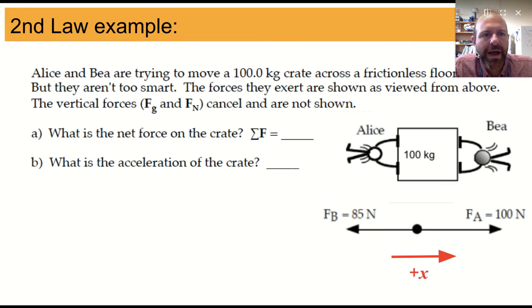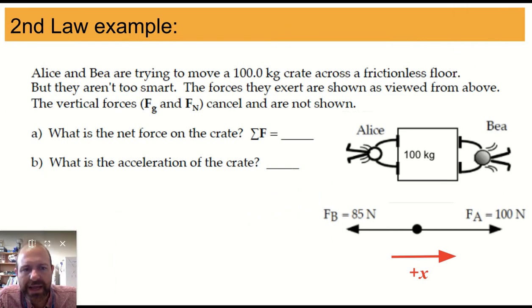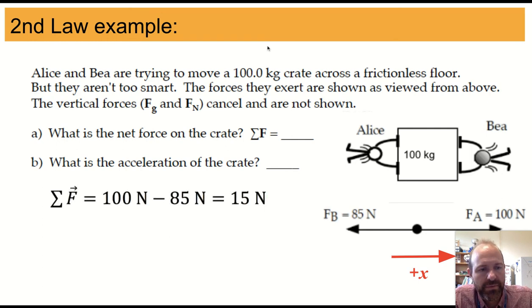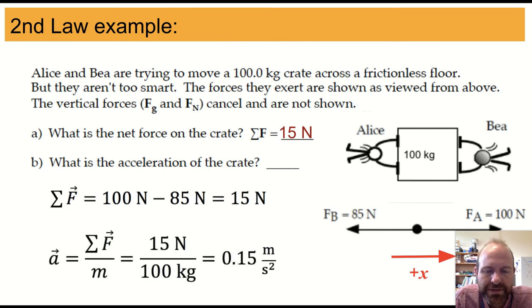We can also talk about Newton's second law. And in Newton's second law, we are interested in what happens when there is a net force. So here we have an example. Alice and B are pushing on a crate. 100 Newtons to the right, 85 Newtons to the left. We could find the net force, which is 15 Newtons. And then we can apply Newton's second law, solving for the acceleration to find out that the acceleration rate of that 100 kilogram crate is 0.15 meters per second squared.